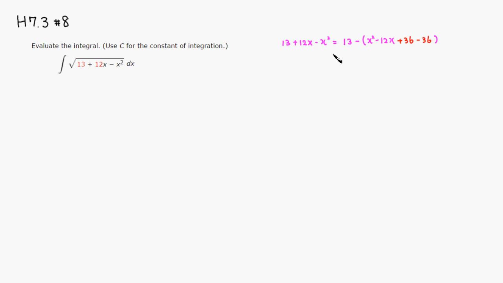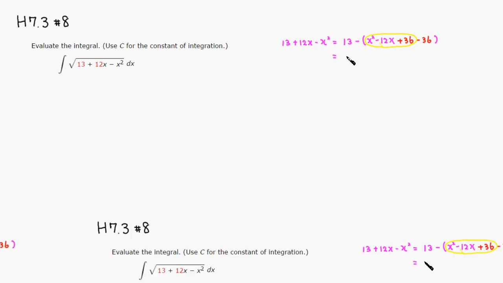Then I'm going to keep these three terms together. I'm going to distribute the negative sign to negative 36, so it's going to be positive 36. Added to 13 would be 49, which is 7 squared, minus x squared minus 12x plus 36, which is x minus 6 quantity squared.